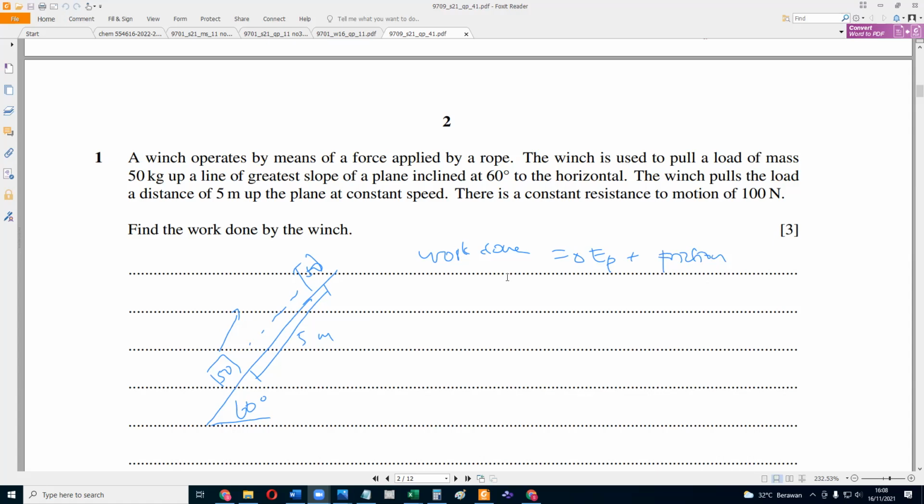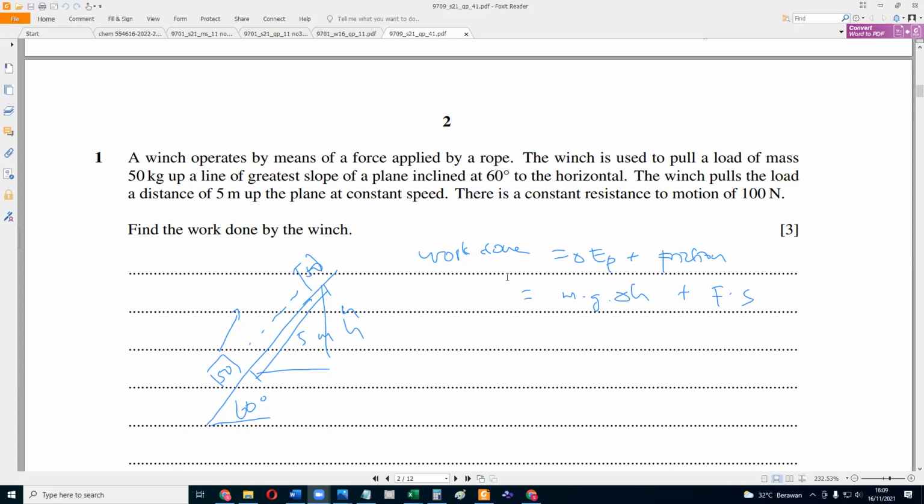The resistance to motion here, 100 Newton, they need to overcome the friction and also the change in potential energy, gravitational potential. In this case, there is no change of kinetic energy. We think the item will have more or less the same velocity before and after. So for the change in EP, we need to find out what the height is. We have m times g times delta h. For the friction, we have the force times the distance.